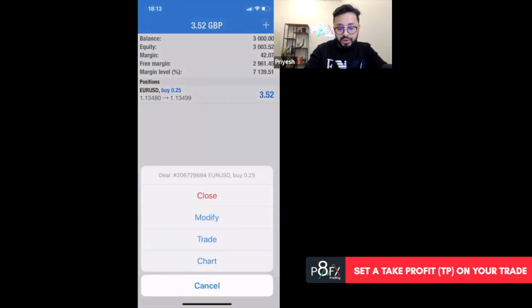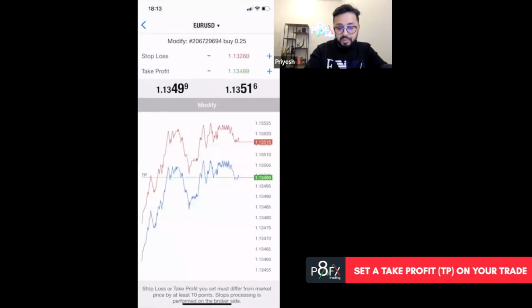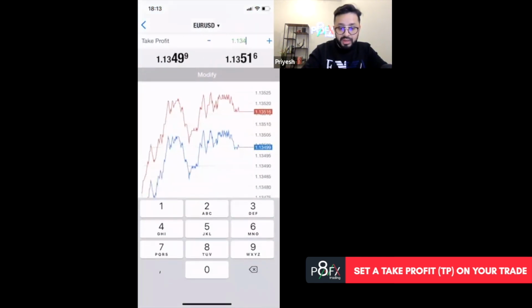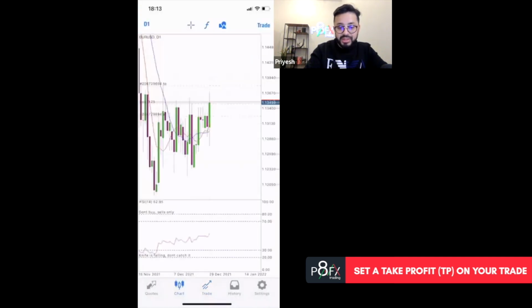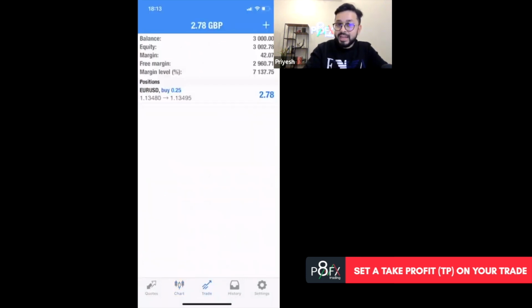Click modify, take profit 1.1380, click modify, go back to the chart, and you can see that the take profit is above where I've taken the trade, right?